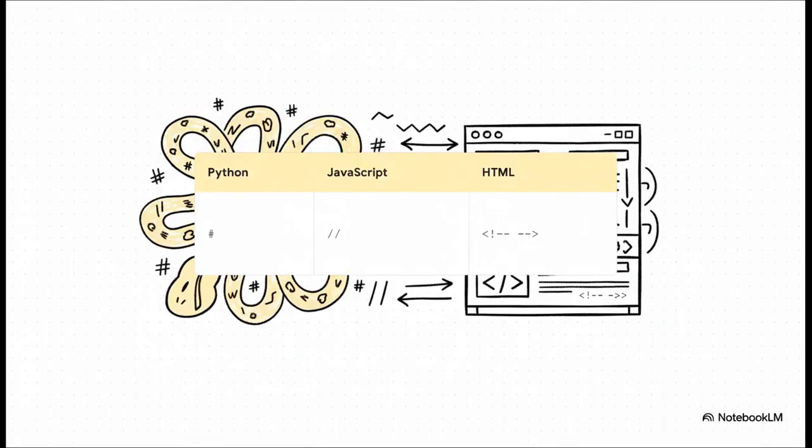And here's a cool little detail. Developers always need to leave notes for themselves, or other developers, right inside the code. We call them comments, and the computer is programmed to just completely ignore them. And what's kind of funny is that each language has its own secret code for doing it. Python uses a hash symbol, JavaScript uses a double slash, and HTML uses this very specific arrow and dash combo.